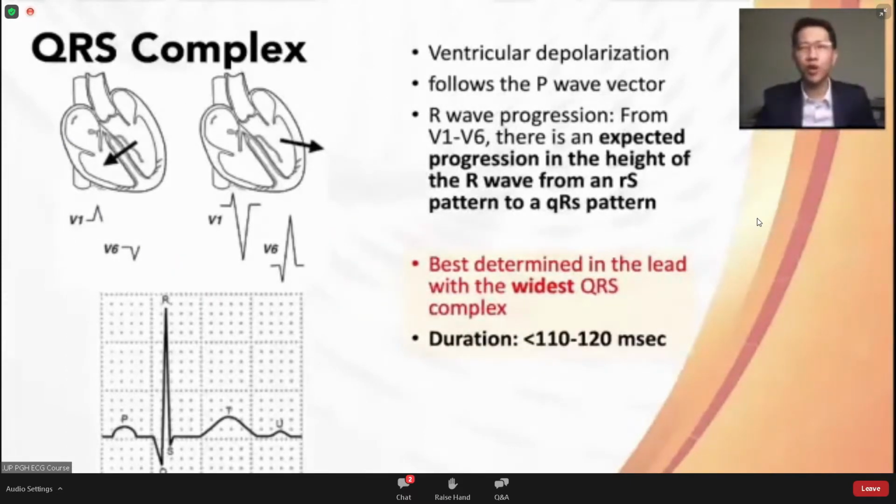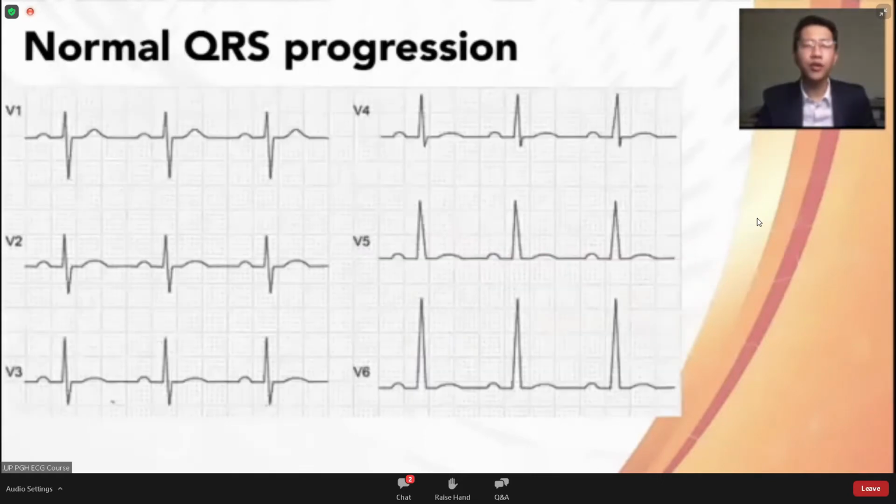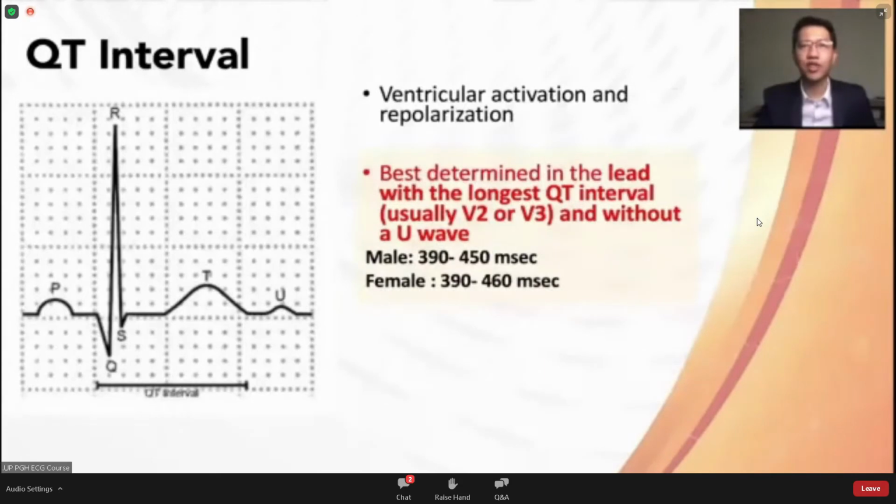One of the most prominent aspects of your tracing is the QRS complex, and this represents left ventricular depolarization. Each P wave should normally be followed by a QRS complex. Note also that R wave amplitudes should normally increase in amplitude as it progresses from V1 to V6. This is called the normal QRS progression.